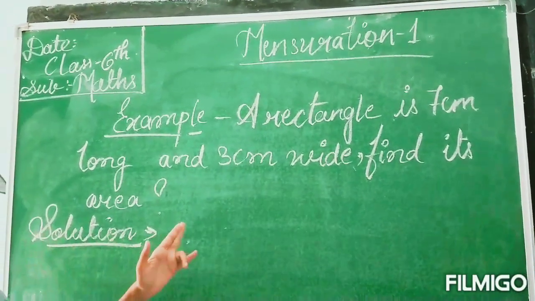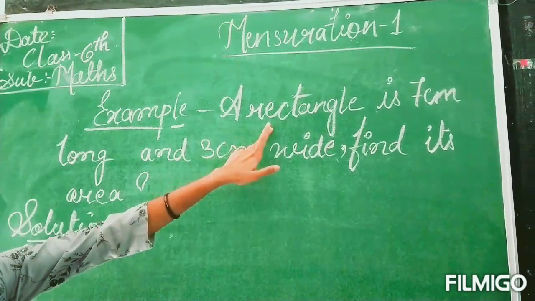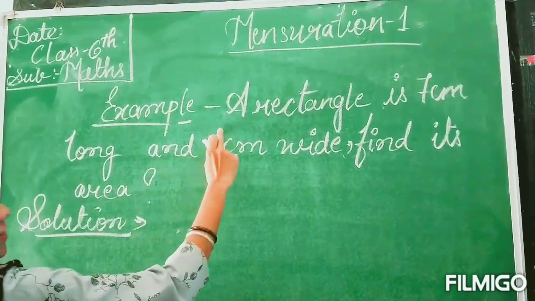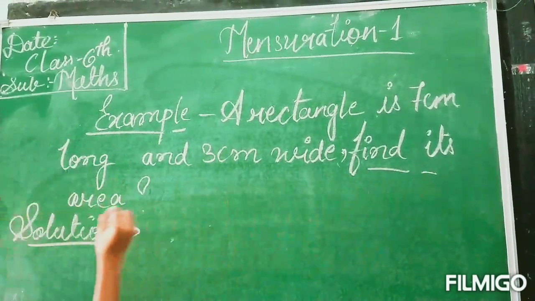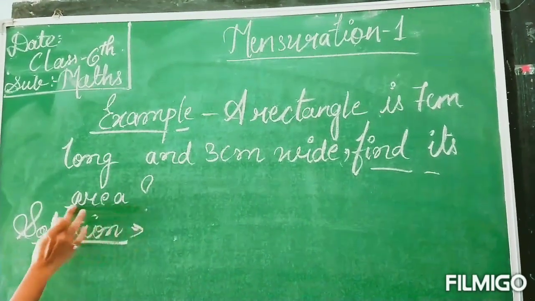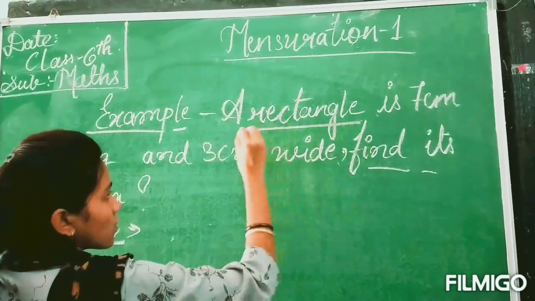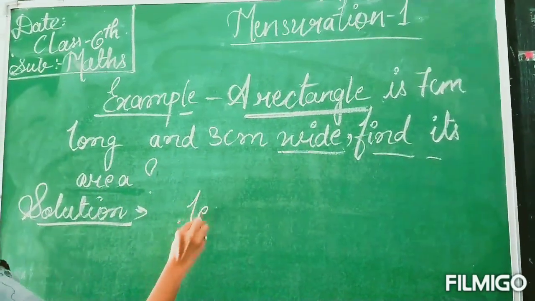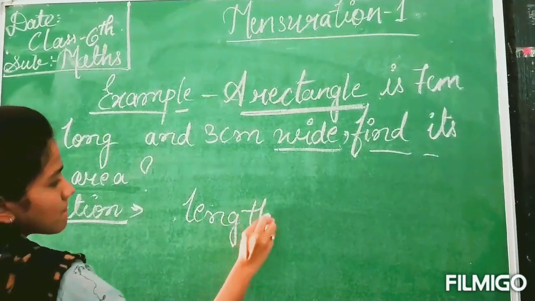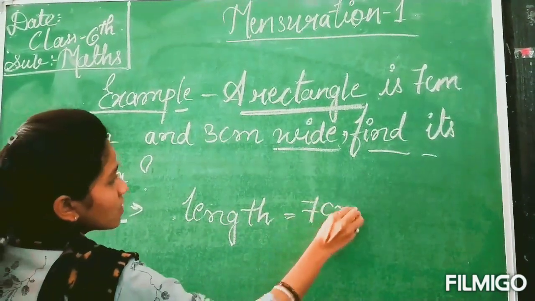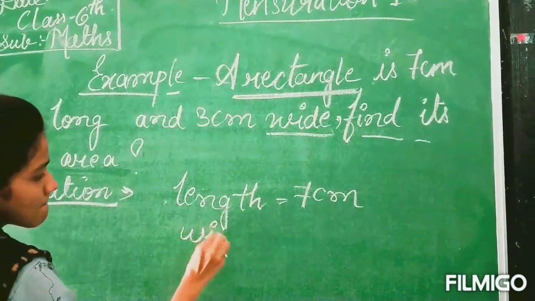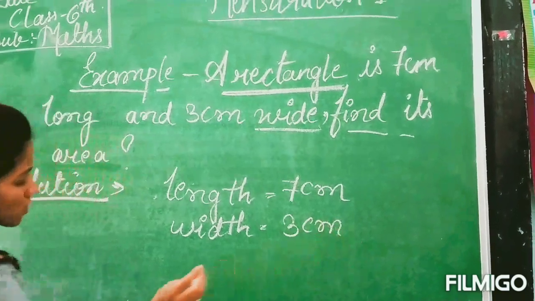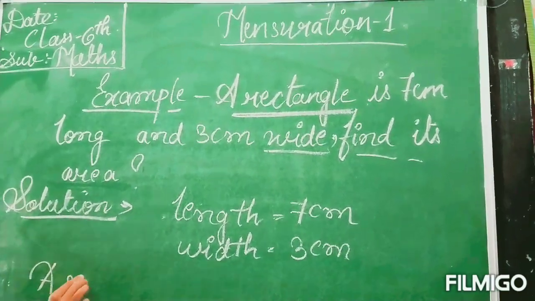In the previous formula, I have told about the area of rectangle is equal to length into breadth. Put the formula on the question because it asks to find the area. The question says find the area of a rectangle with width, length 7 centimeter, width 3 centimeter. What is the formula of area of rectangle?